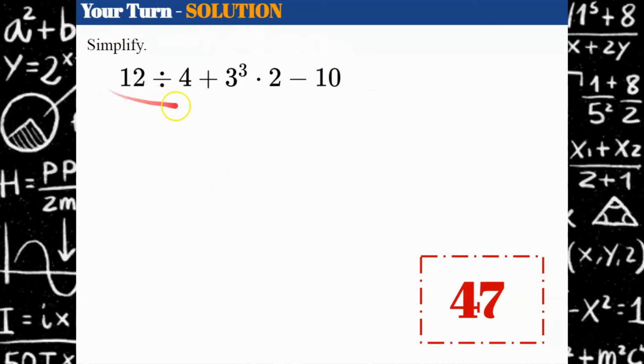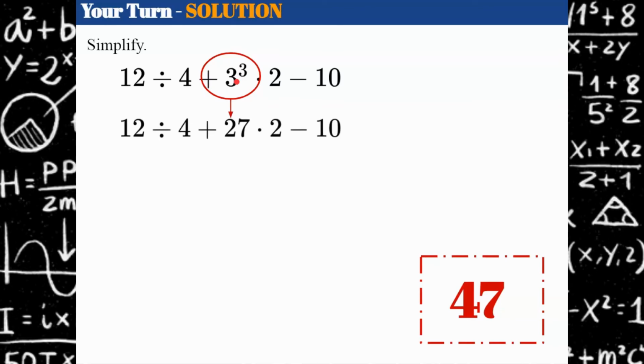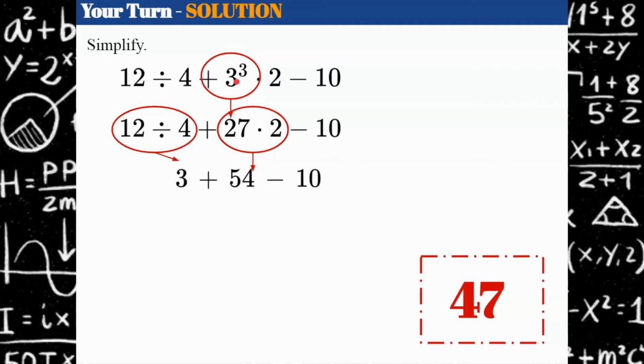There are no parentheses. E is for exponents, so I have 3 cubed, or 3 to the 3rd, which means 3 times 3 times 3. So 3 times 3 times 3 is 27. The next thing I want to do is identify multiplication and division. So I have 12 divided by 4 and 27 times 2. I have to do them in order. First, 12 divided by 4 is 3. And 27 times 2 is 54, and then I'll subtract 10.